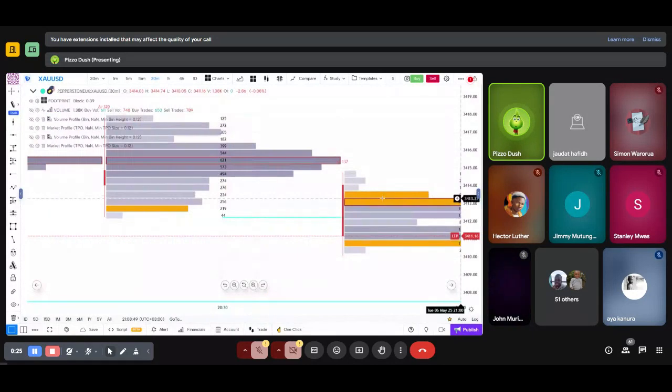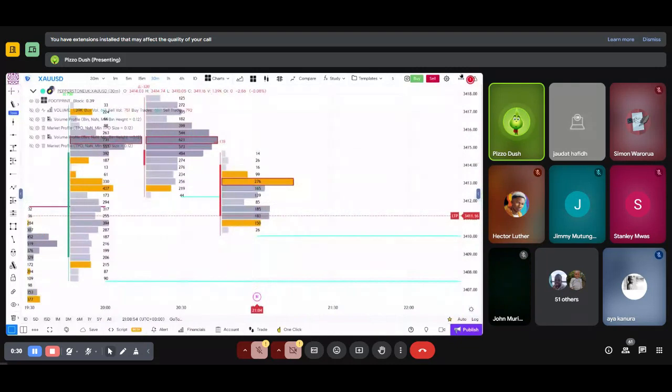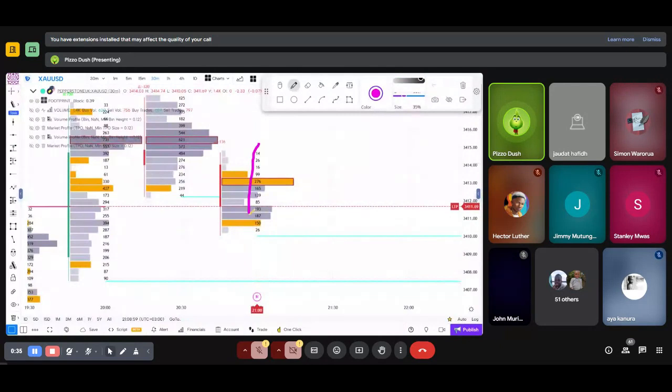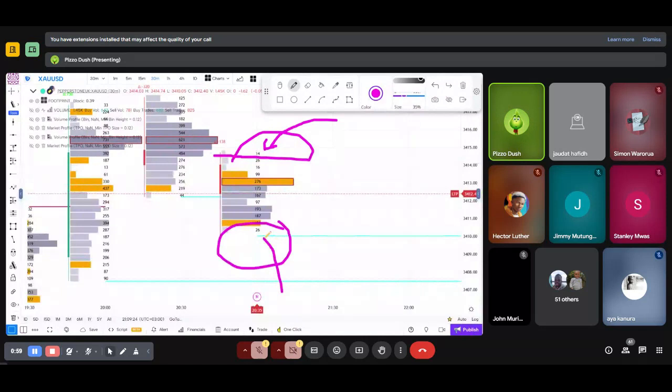So you can basically see the volume of each and every price level. It's just the number of contracts traded within a specific period, within a specific level. For example, at this level, you can see how many contracts were traded. 14. You can see there were 14 contracts traded. Here at the very bottom, you can see there were 26 contracts traded at that specific place.